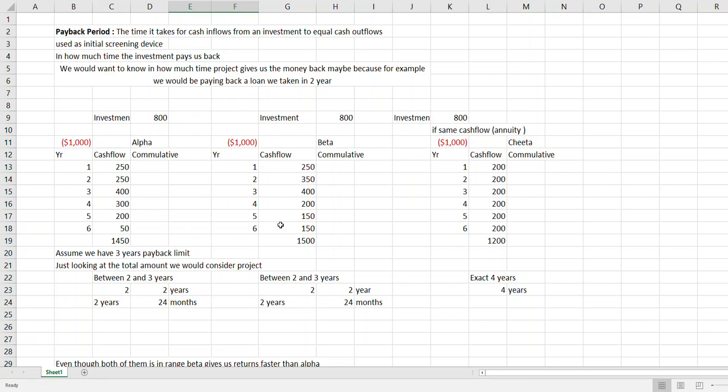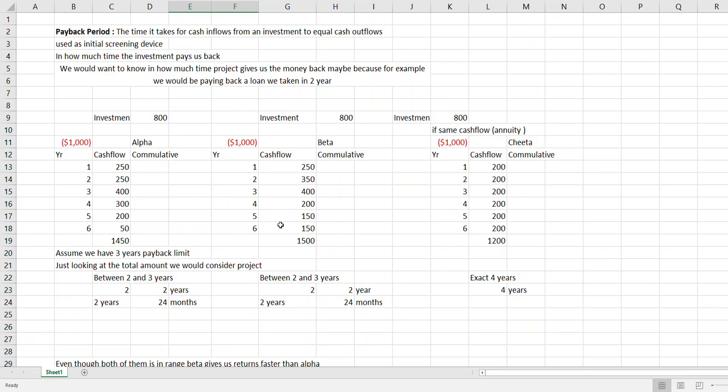With payback period, we don't accept or reject a project. Obviously, we look at other things as well. But payback period is something called an initial screening device. So whenever we are taking a project, the first thing we look at is whether it gives us the money in the period that we need it or not. And then after that, we look at the NPV and IRR and other steps. So for now, payback period is the time it takes for inflow from the project to equal our outflow. The sooner a project gives you your money back, the better it is.